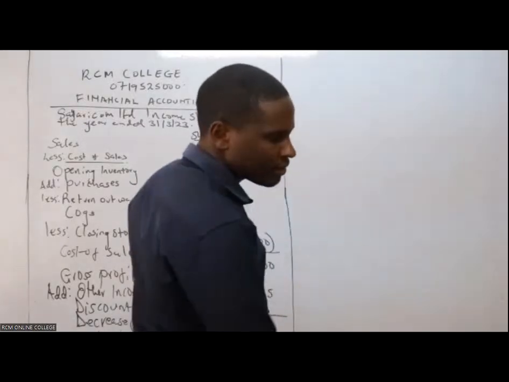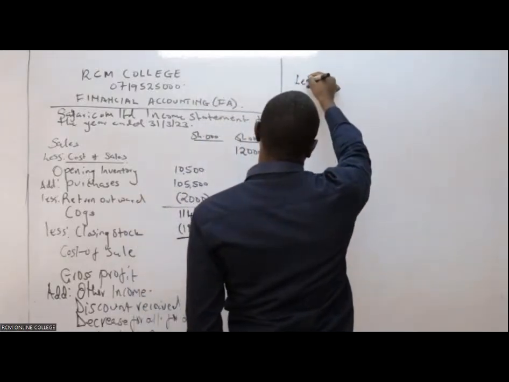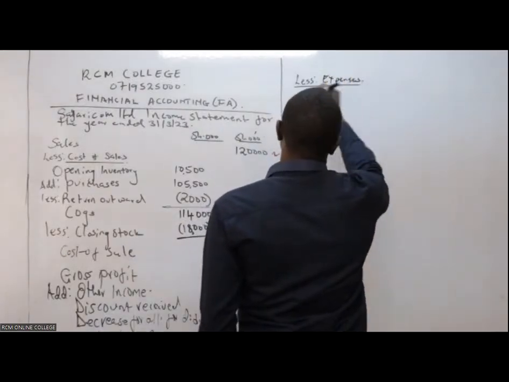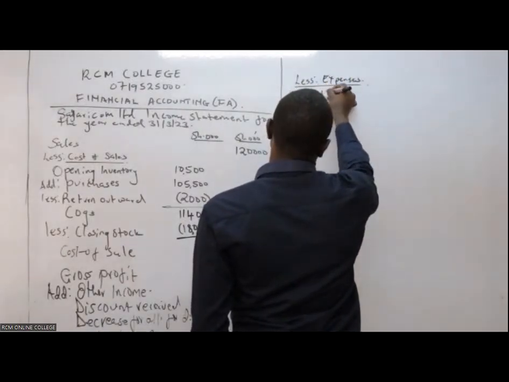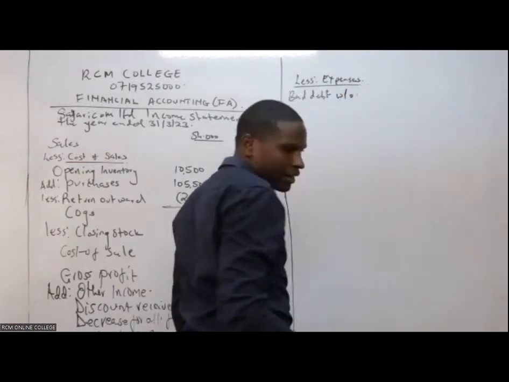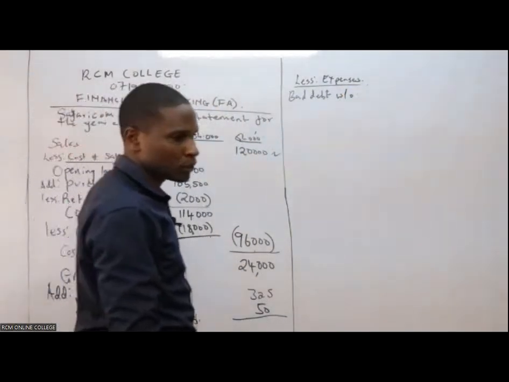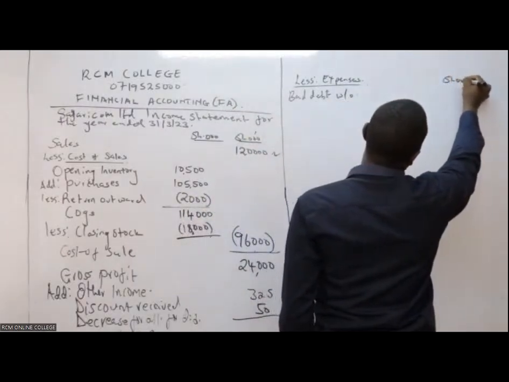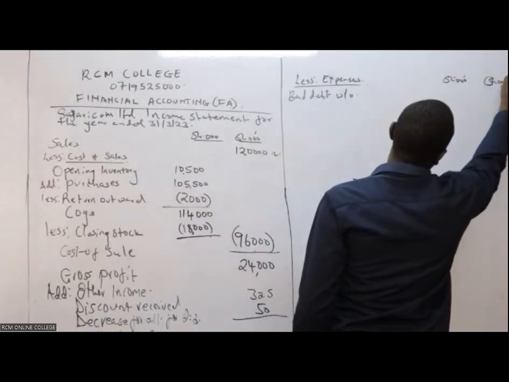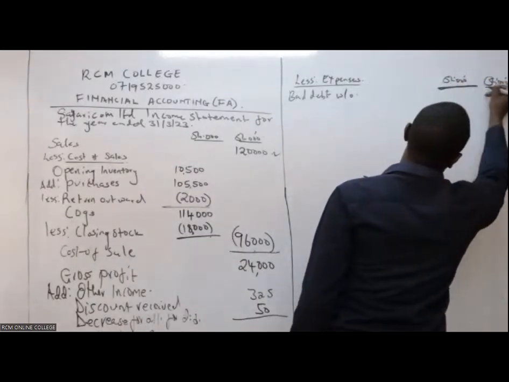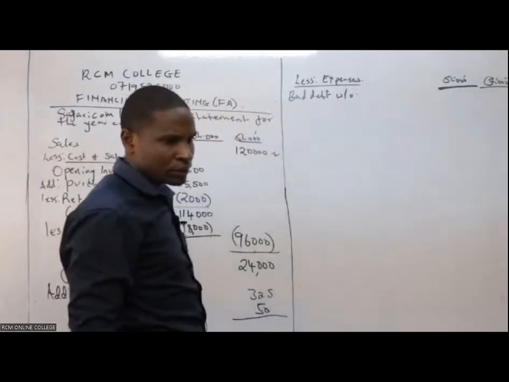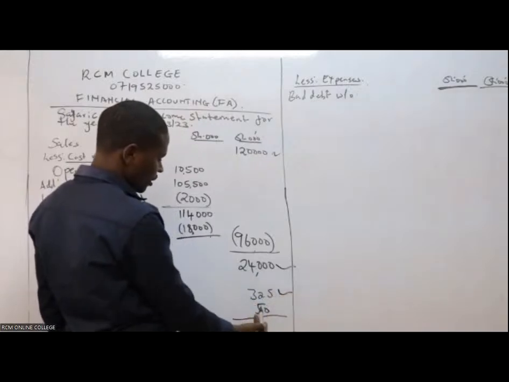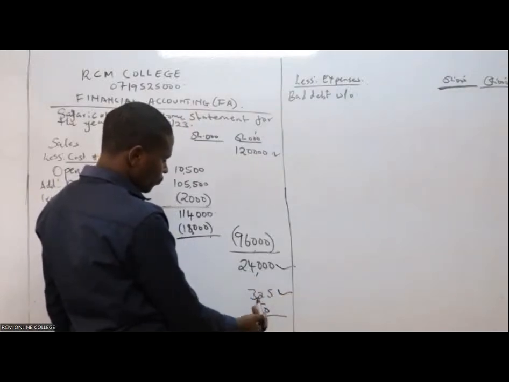Sasa tuende kwa less expenses. Tuko na bad debt written off. So what's the total here? My shillings are in 1,000. So what's the total here? Just add this. It will be 23, 24, 375.